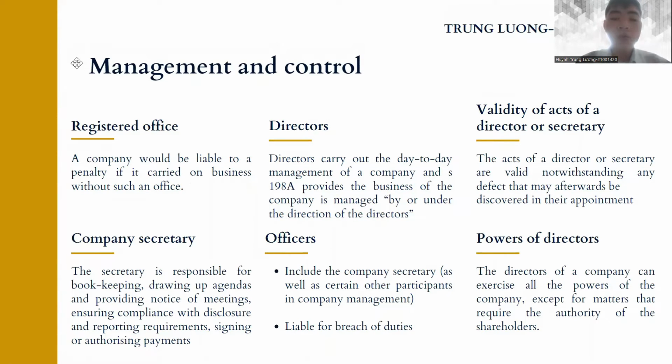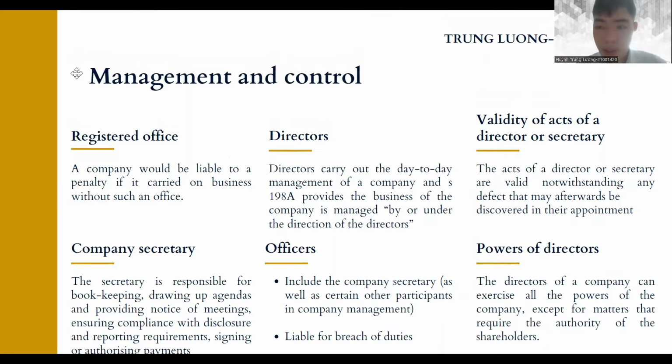And we have a more generalized term, which is officers, which includes the company secretary, and who are liable for breach of duties. The validity of acts of directors or secretary covers that the acts of directors or secretary are valid notwithstanding any defects that may afterward be discovered in their appointments. So the term directors can include a person who is appointed to the position of director, or a person who is not validly appointed as a director but who acts in the position of a director.